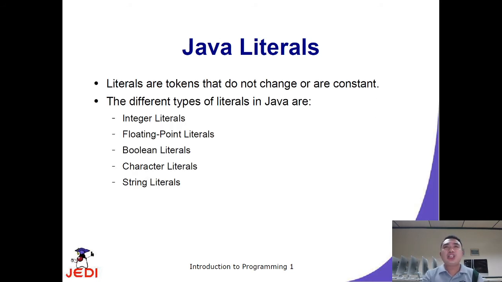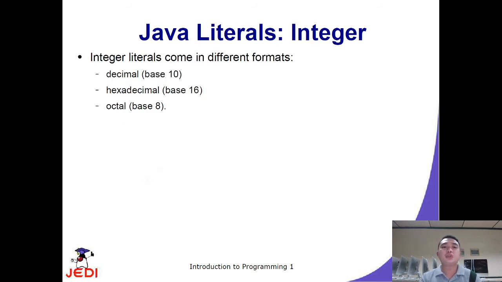So when we say Java literals, these are tokens that do not change or are constant. So there are 5 types of Java literals, which are values to be assigned in a variable. We'll discuss the variable in part 2. So integers do have 3 types of Java literals, we do have the decimal, hexadecimal, and octal, which we have discussed in our previous lesson.